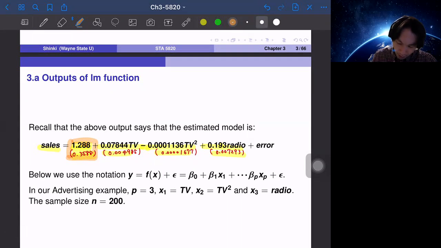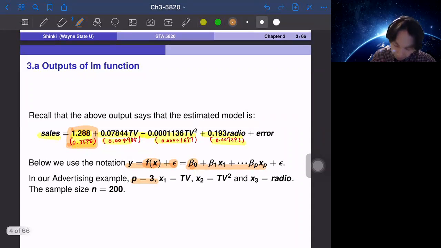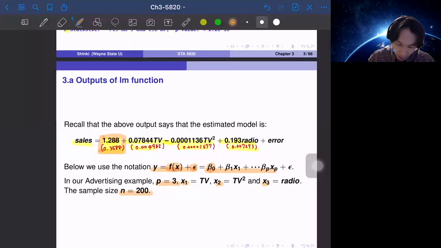Yeah. And we often use this notation, y is equal to f of x plus epsilon. So f is this part, the part of y explained by predictors, and epsilon is an error. And here we say p is equal to 3. In some books, the intercept is also included in the predictors, so we say p is equal to 4. But in this chapter, at least, we say p is equal to 3. And we have 3 predictors, TV and the square of TV and radio. Sample size 200. Okay, so now we want to see some other outputs.